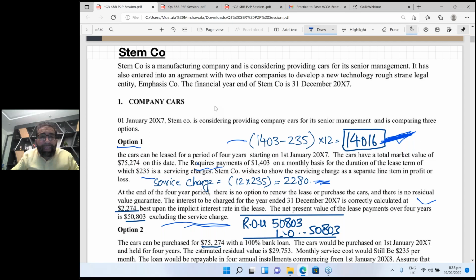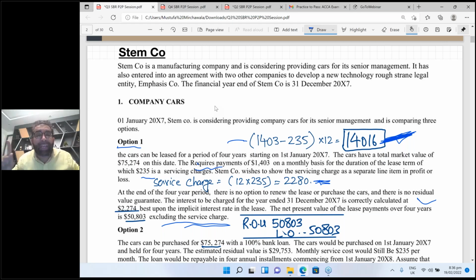And I told you many times, even your teachers told you many times, that a finance lease is like a loan. So paying finance lease rentals is like repayment of a loan. And whenever you repay a loan, there are two elements: number one is the principal amount, and number two is the interest.